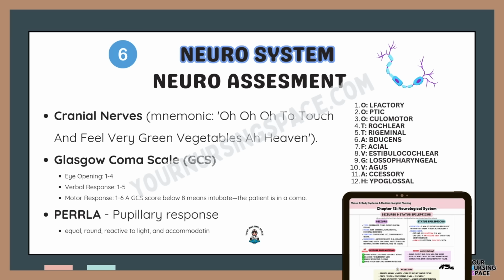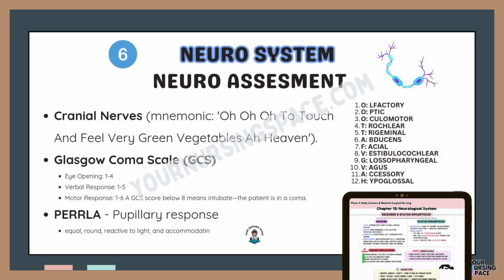Another essential tool for neuro assessment is the Glasgow Coma Scale, or GCS, which helps evaluate a patient's level of consciousness, especially in cases of head injuries or strokes. GCS measures three components: eye-opening response, verbal response, and motor response. Scores range from 3 to 15, with a lower score indicating more severe impairment. A GCS score of 8 or lower signals a coma and suggests the need for intubation.